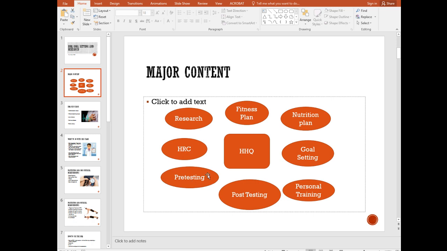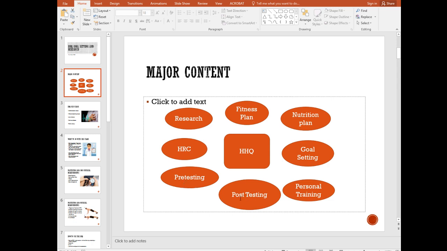Girth measurements would be non-physical. Weight would be non-physical. They're not having to do any physical activity is what I'm getting at. And once we have a baseline of their fitness and their non-physical measurements, then we can develop a plan. So that's where the fitness plan comes from, or even a nutrition plan. It could be something where we're trying to improve their nutrition.